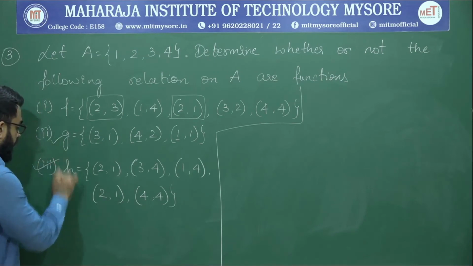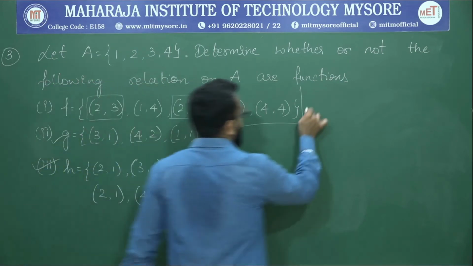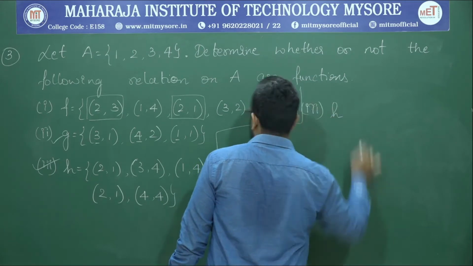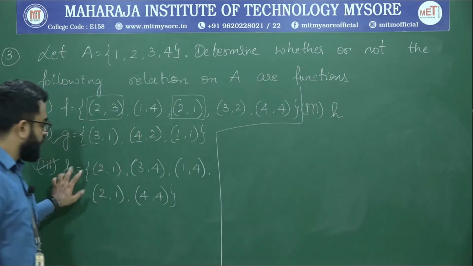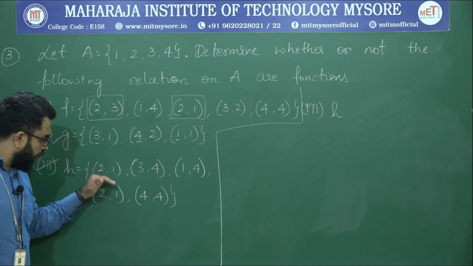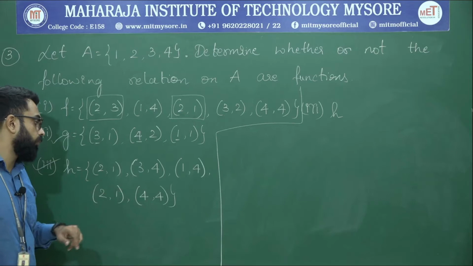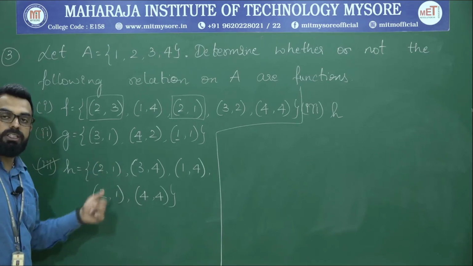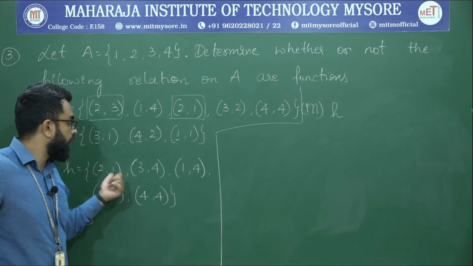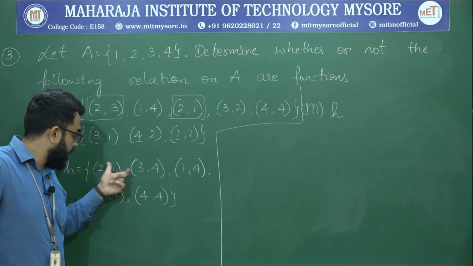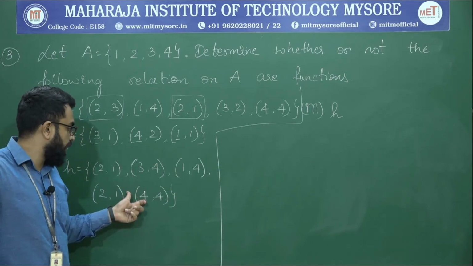What about the third one? That is the relation H. Observe it carefully. It has a few ordered pairs here: (2, 1), (3, 4), (1, 4), (2, 1) and (4, 4). You check the first half of the definition of function, whether all the elements of A have a mapping. Yes, 1 has the mapping, 2 has the mapping, 3 has the mapping, 4 also has the mapping.